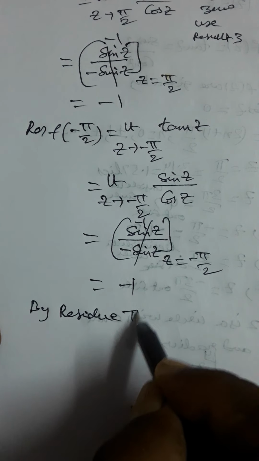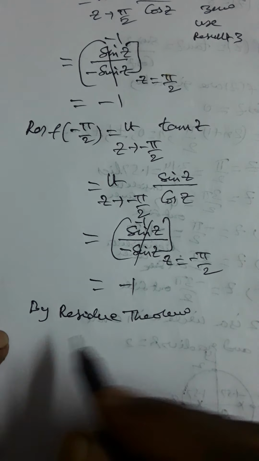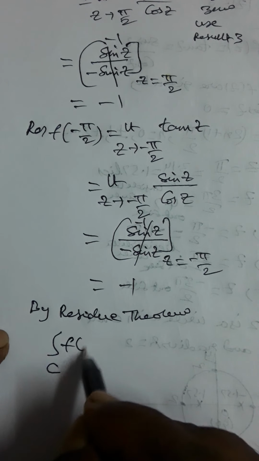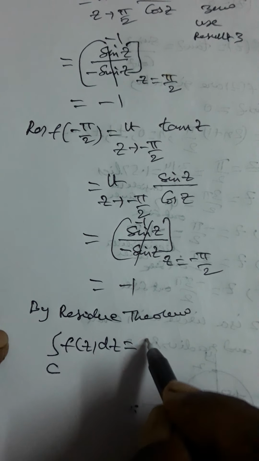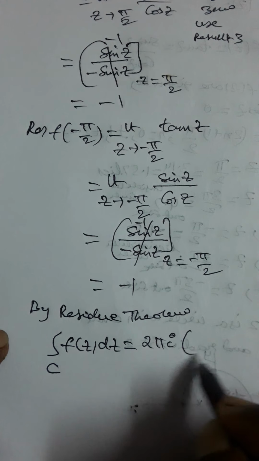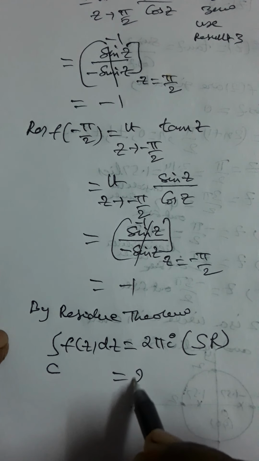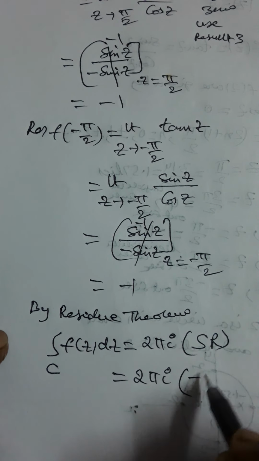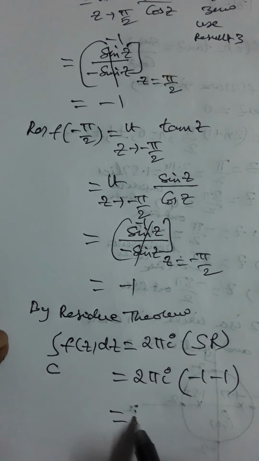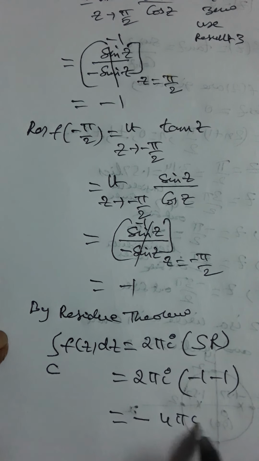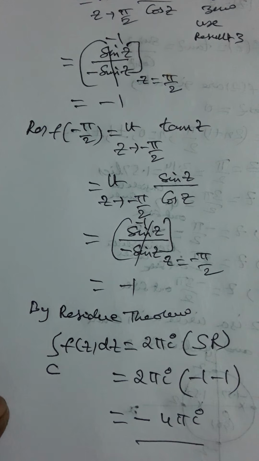So by the residue theorem, the integral over C of f of z dz is equal to 2 pi i into the sum of the residues, which is 2 pi i into (minus 1 minus 1). So the answer is minus 4 pi i. Now a special problem, observe carefully.